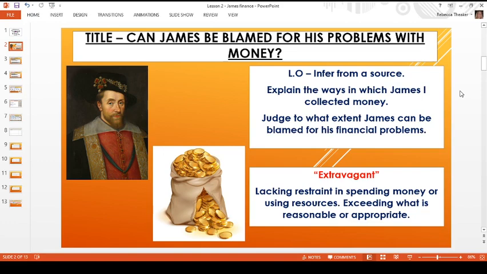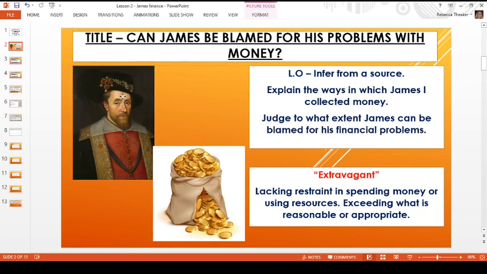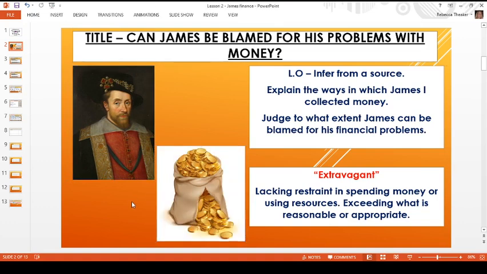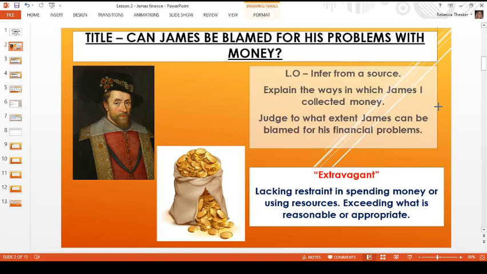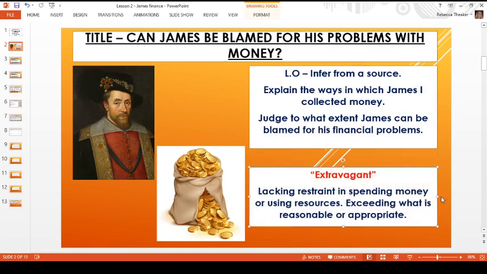Today we are going to be focusing on James I, who we've been studying for the last couple of lessons now. But today we're going to be thinking about his financial problems, and we are going to be investigating all of the different reasons why James suffered from financial problems, and then we're going to try and reach a judgment as to what extent James can be blamed for his financial problems. Was it his fault that he never had any money, or was it other reasons?